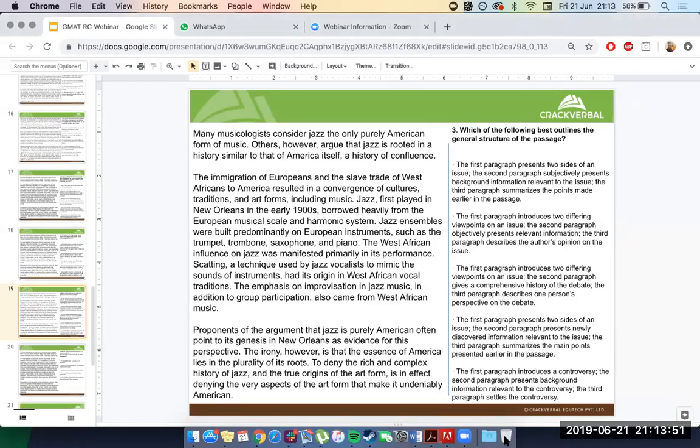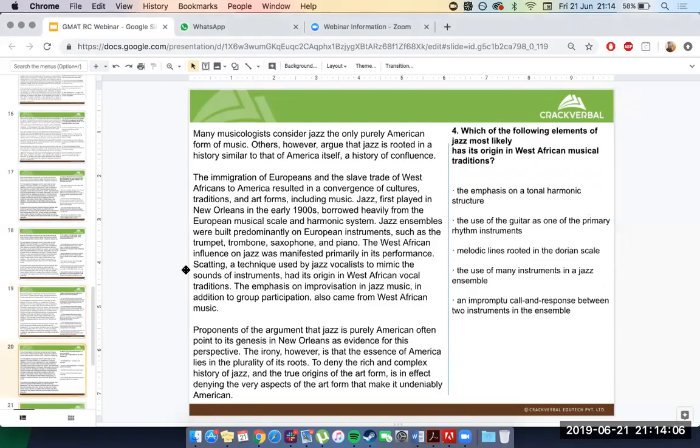All right, wait, are there any other questions that have come up? Oh, I see question answer windows here. Okay, yeah, cool. So let's take a look now at the final question. Which of the following elements of jazz likely had its origin in West African musical traditions? Okay, so once again, I'm going to put a minute or so, and I would like you to answer it after a minute.